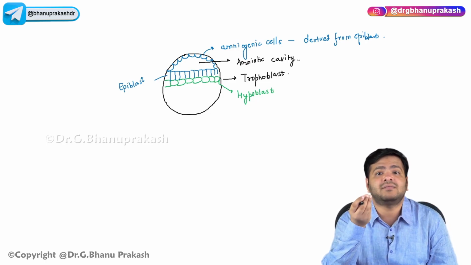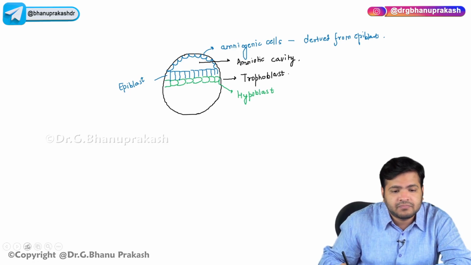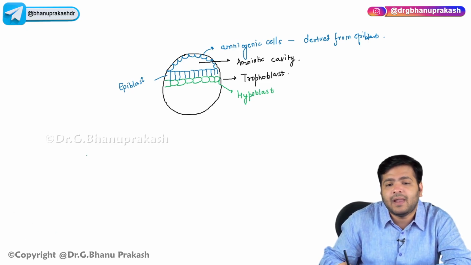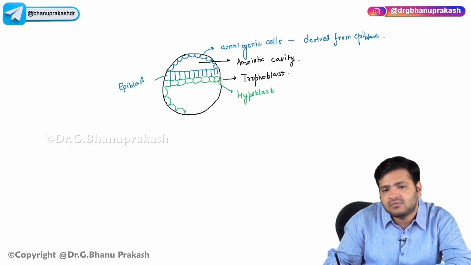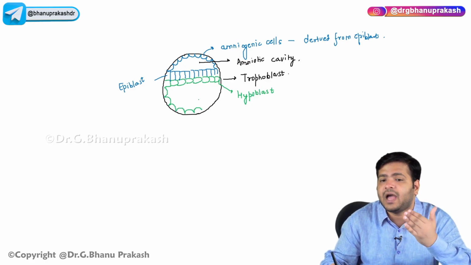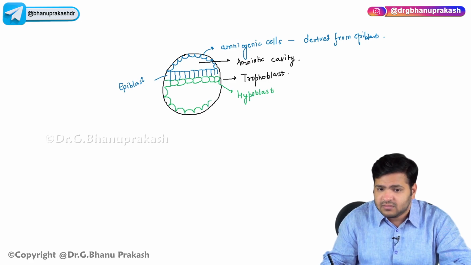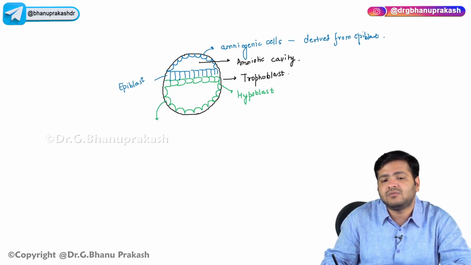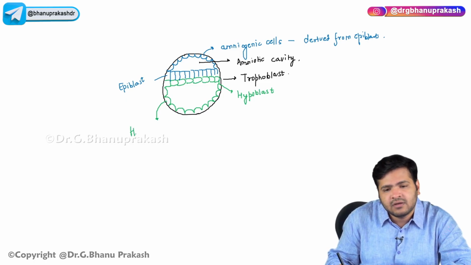Now these hypoblast cells will also give rise to a cellular layer which will cover the blastocele from inside, right? You can see below the hypoblast there was the blastocele. And this hypoblast is giving rise to a cellular layer which is covering the blastocele from inside, and remember this is called the Heuser's membrane.